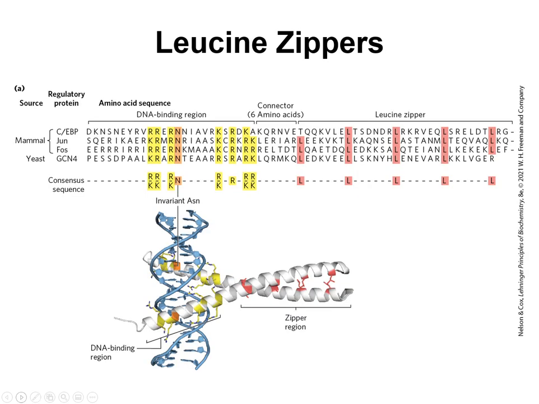So this is an example of different regulatory proteins in eukaryotes. We've got some mammalian ones and then a yeast one. And you can see that there's a DNA binding region here that is rich in arginines and lysines. Then we've got a connector region, which varies drastically, but it's just a spacer. Then you've got the leucine zipper portion, where you see these leucines are conserved and their spacing is conserved.